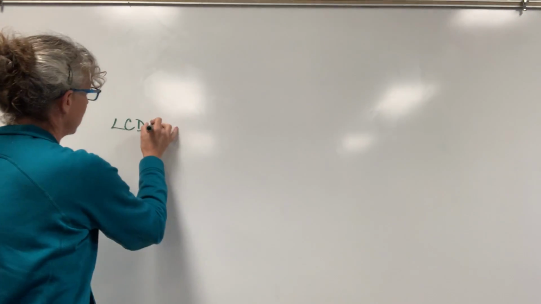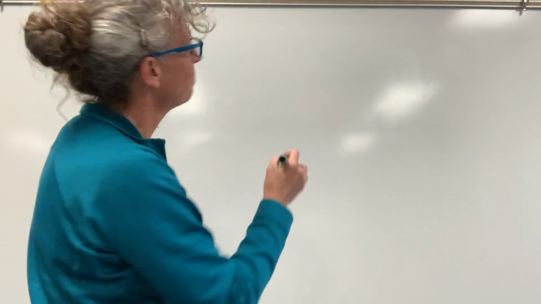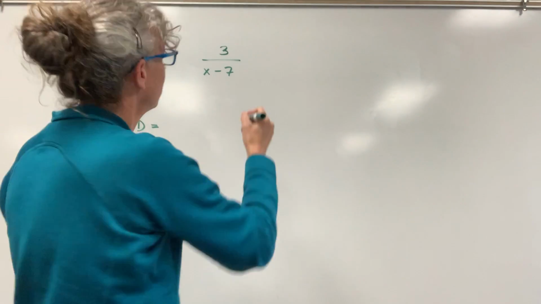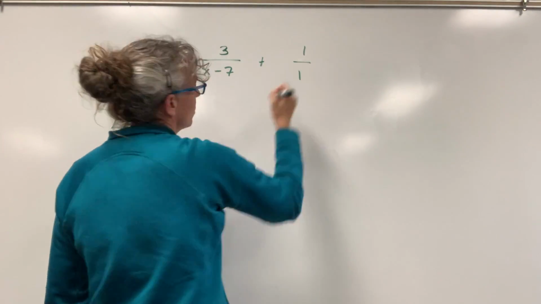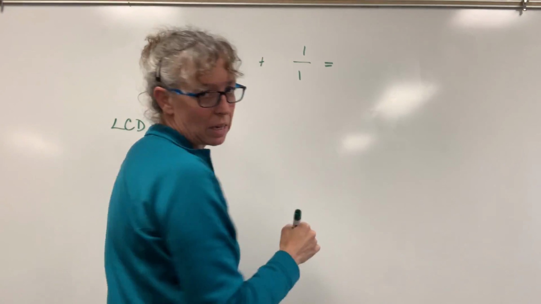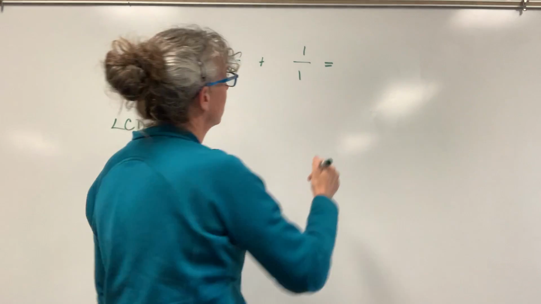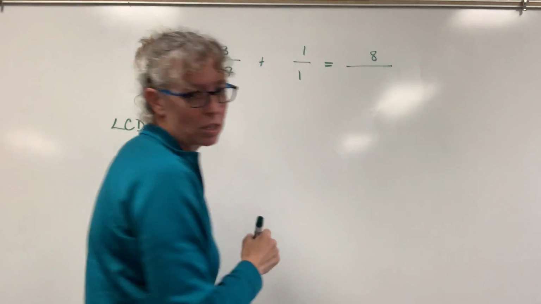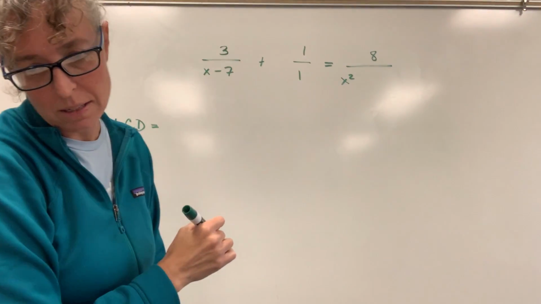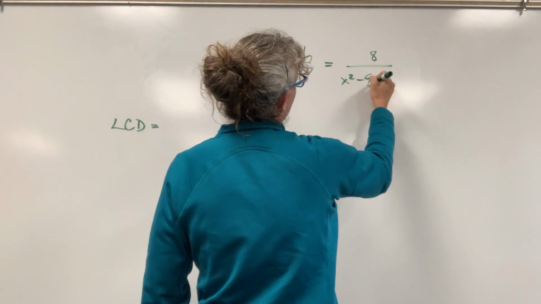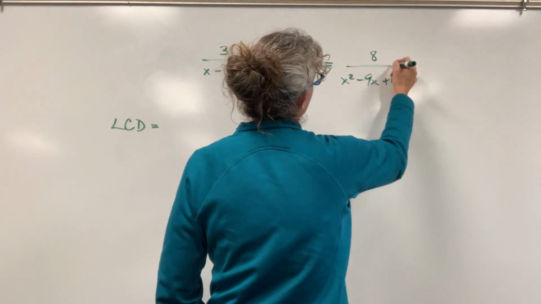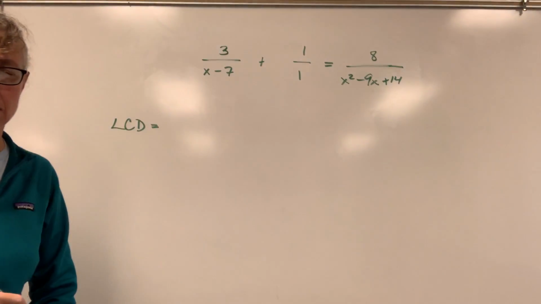Example number 3 says on page 821, 3 over x minus 7 plus 1. I'm going to put 1 over 1 just so it's a fraction. Okay, equals, there's that very important equal sign that's going to tell us we need to do this a little differently than the previous sections. X squared minus 9x plus 14.